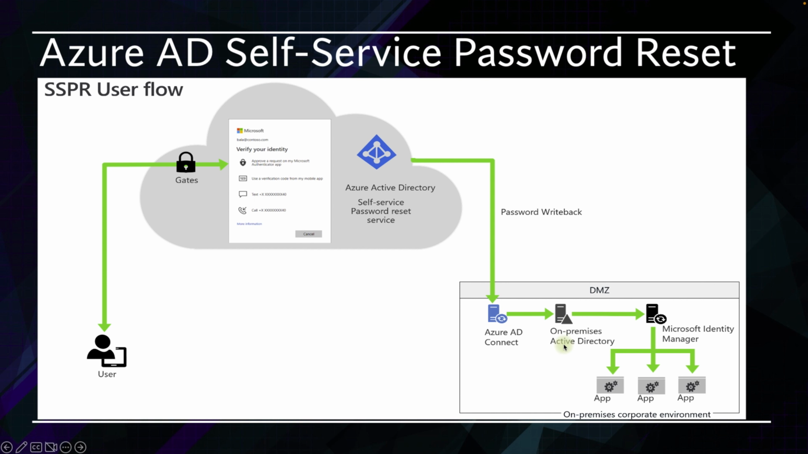For this solution to work with on-prem Active Directory, password writeback needs to be enabled within your Azure AD Connect, so that when a user resets the password within your Azure Active Directory, it can actually write it back to your on-prem Active Directory. Let's jump on to implementing SSPR and see how it works.